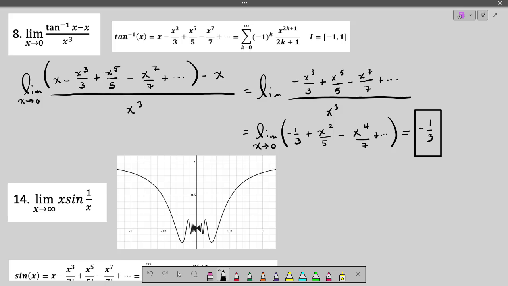Because all the other terms go to 0. The one thing we do have to be cautious of is that we're in the right interval. So our interval of convergence for arctan is negative 1 to 1, and this limit is as x goes to 0, so that's copacetic. We couldn't take the limit as x goes to pi over 2, because pi over 2 is not in that interval. So when we use this technique of replacing a function with its power series, we just need to make sure it makes sense. We need to have the interval of convergence honored.